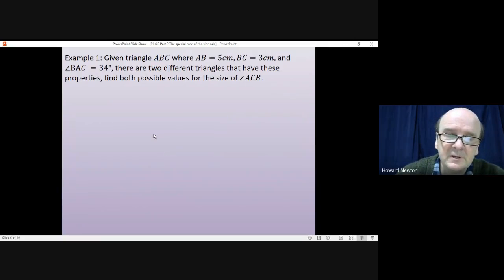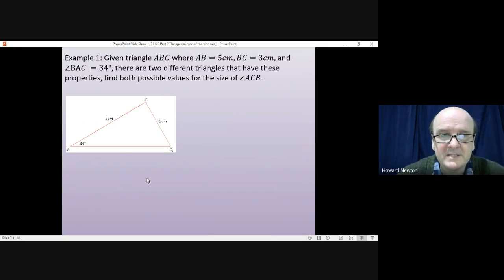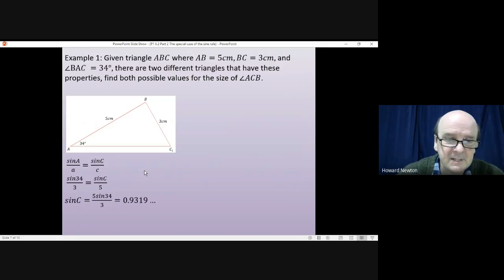Okay, let's have a look at this. So as we said, that's the first possibility. Using the sine rule, we'd have A over sine A, or sine A over A, because it's the angle that we're trying to find, is equal to sine C divided by C. As always, there are 3 things we can substitute in. So sine 34 over 3 is equal to sine C divided by 5. Rearranging that gives us sine C is 5 sine 34 divided by 3, which gives us 0.9319.